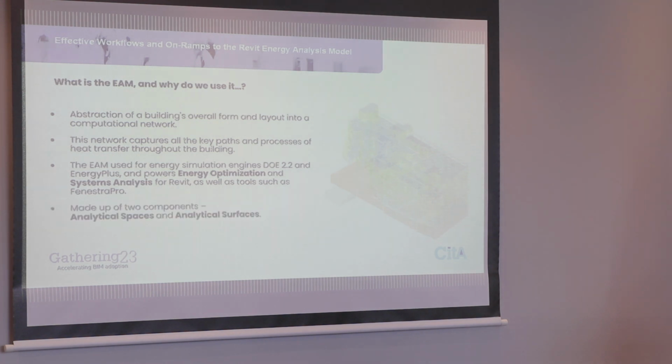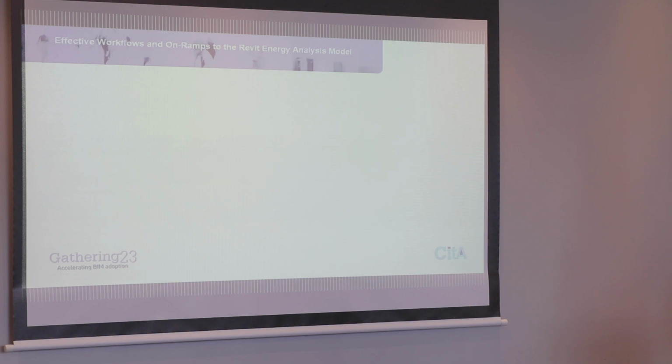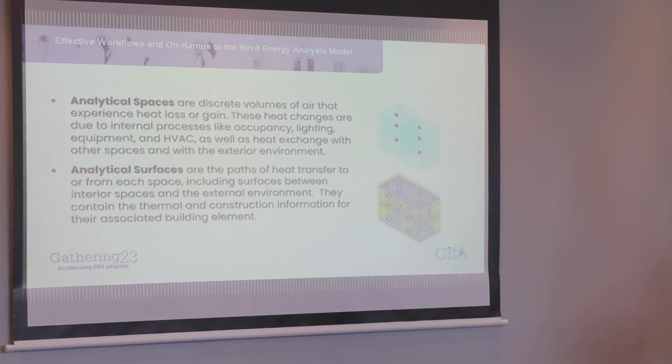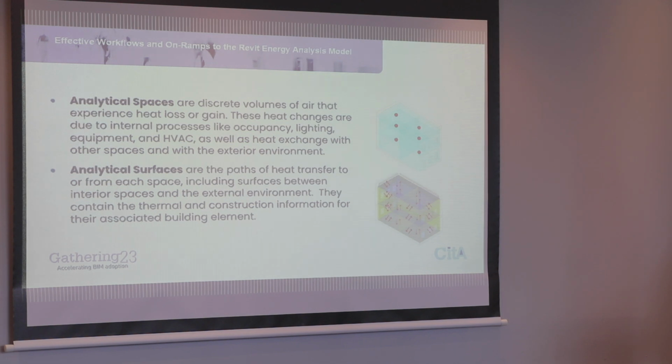So there's two components to that. There's analytical spaces and surfaces. Spaces is this volume of space. It's the room itself. What is happening in this room? What kind of use is it? How many people are going to be in it? All of that sort of information. But then we'll also have the surfaces. As I said, paths of heat transfer: how much heat has been lost through that wall, how much heat has been gained through that window, etc., etc. So as you can imagine, there's quite a lot going on there.